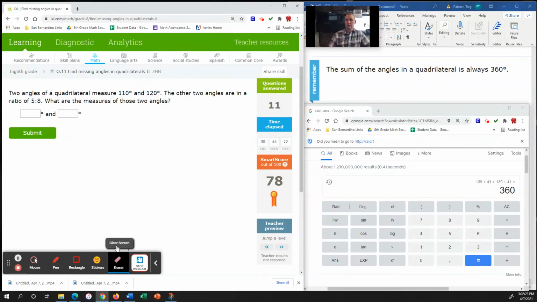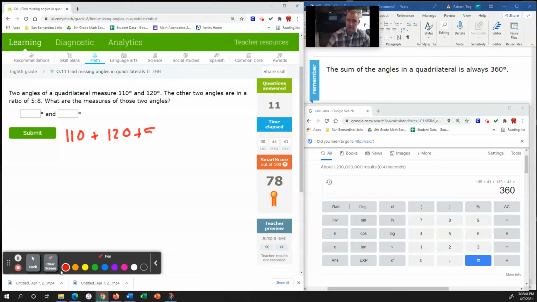Okay, last one is the quadrilateral. They just don't let up on these quadrilateral ones. But man, get this one right, I'll be officially on 80. That would be nice. All right. Here we go. We got 110 plus 120 plus our ratio values of 5n plus 8n equals 360 degrees.